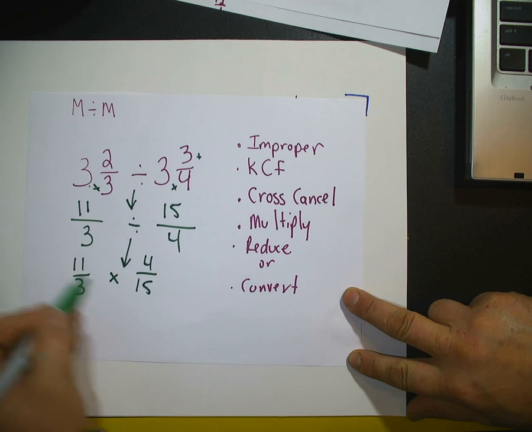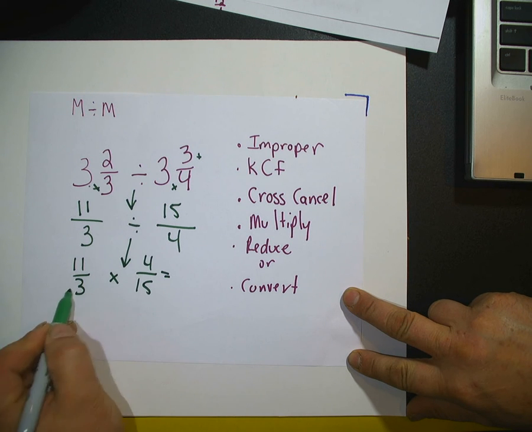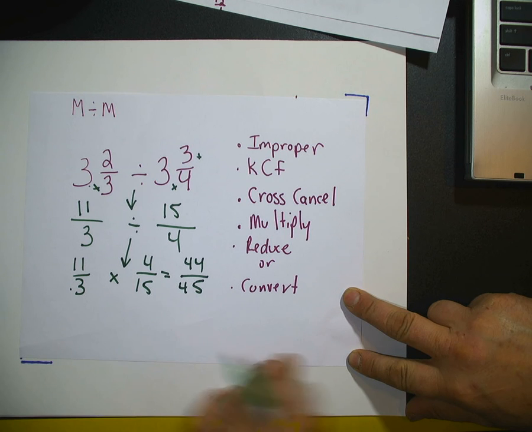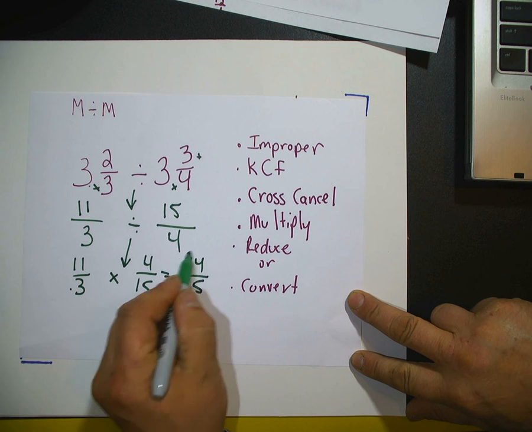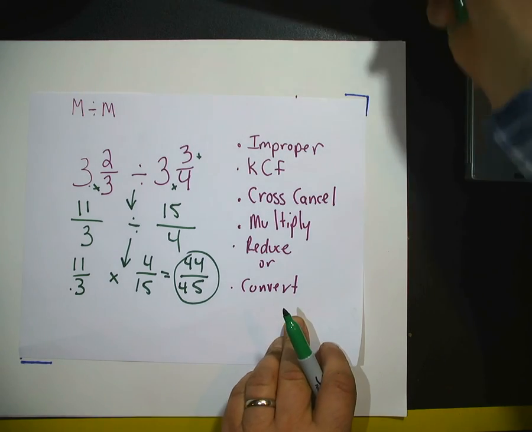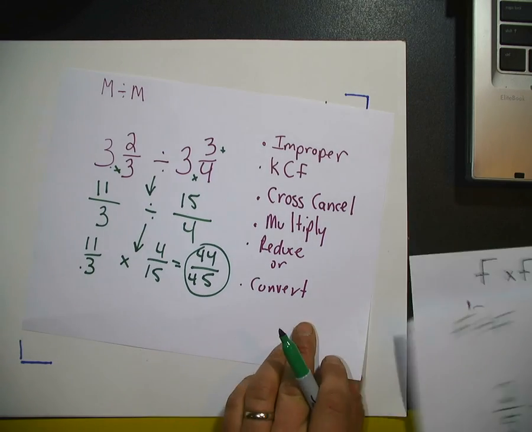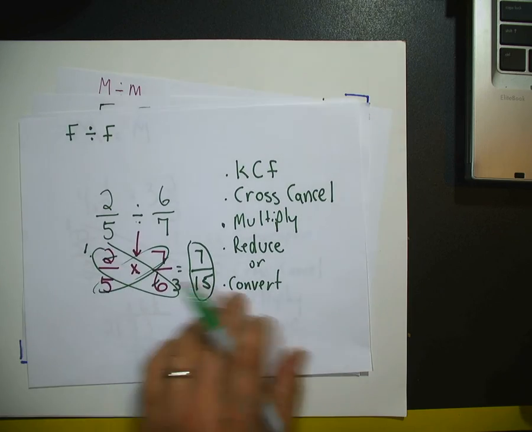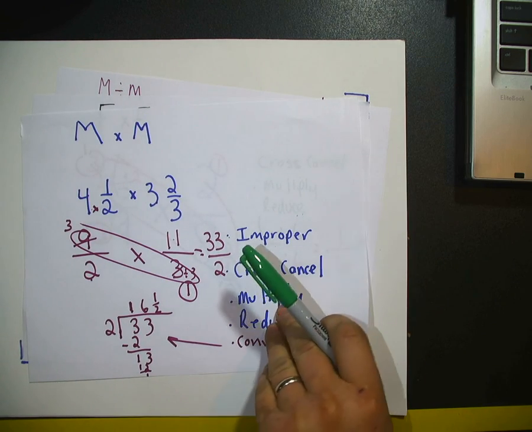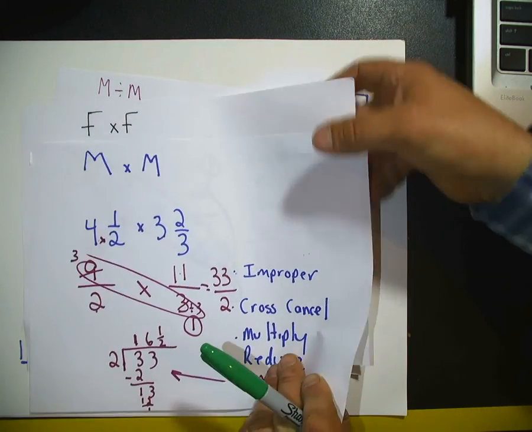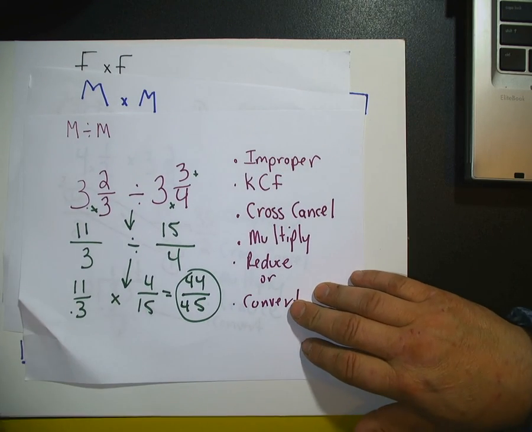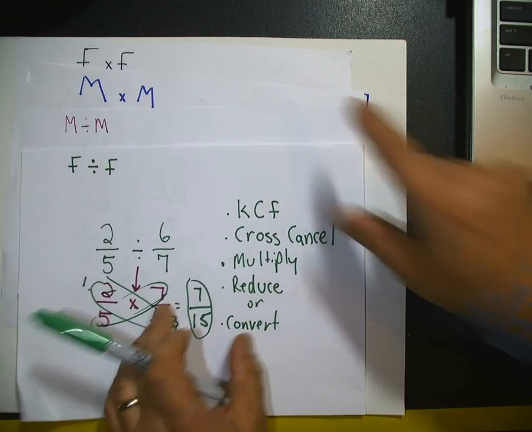Now I'm going to see if there's anything to cross cancel. 4 and 3, nothing. So 44 over 45. So it's a proper fraction. Get More Math will take that answer. Okay? If you have any questions about these problems, you come back to these and look at them again. Okay? Fraction times fraction, mixed times mixed, mixed divided by mixed, and fraction divided by fraction.